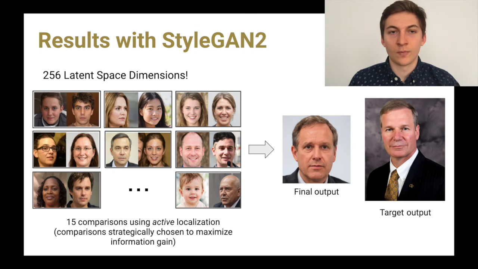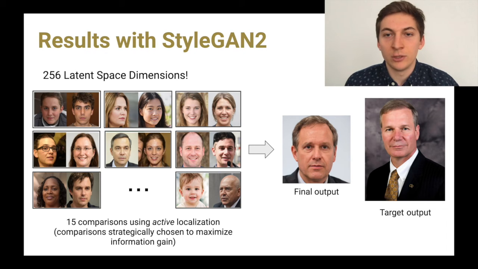desired output. We next implemented our latent space localization framework with StyleGAN2, a state-of-the-art generative adversarial network trained to generate realistic human faces. Its latent space has 256 dimensions, which is significantly larger than that of the VAE we used with MNIST. This means that many more comparisons would be required to get good results, so we turned to more sophisticated methods, which strategically choose points in each comparison to maximize information gain.